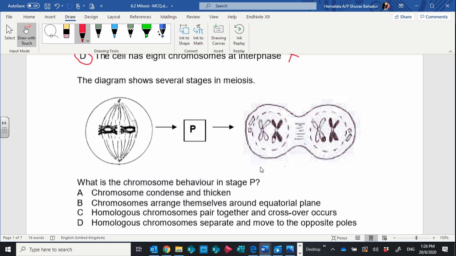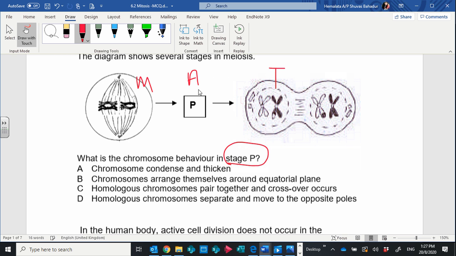Okay, the next question, they ask you on stage P. They are not asking about here or here, but over here. But to find it, you have been given 2 clues. So this is something to do with metaphase, and this is something to do with telophase. So in the middle is anaphase. Again, anaphase. So you just have to talk about anaphase.